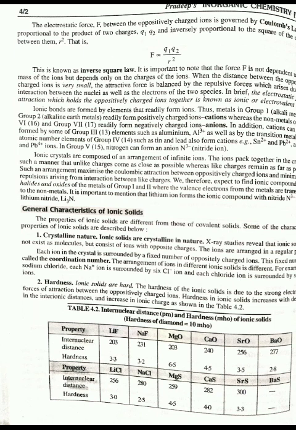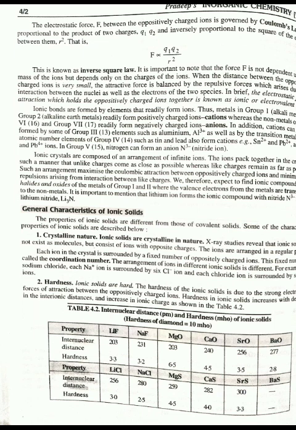First, crystalline nature. Ionic solids are crystalline in nature. X-ray studies reveal that ionic solids do not exist as molecules but consist of ions with opposite charges. The ions are arranged in a regular pattern. Each ion in the crystal is surrounded by a fixed number of oppositely charged ions. This fixed number is called the coordination number. The arrangement of ions in different ionic solids is different.